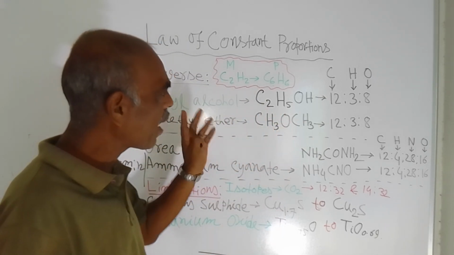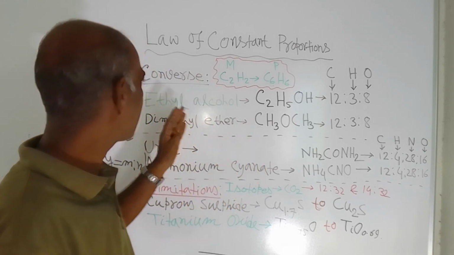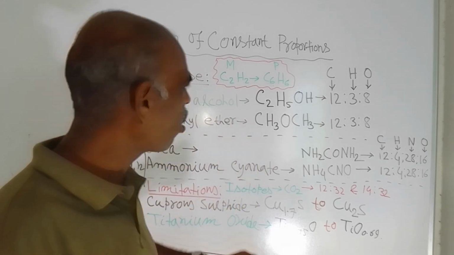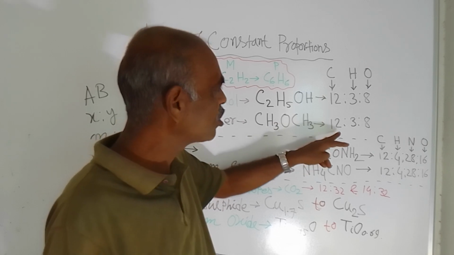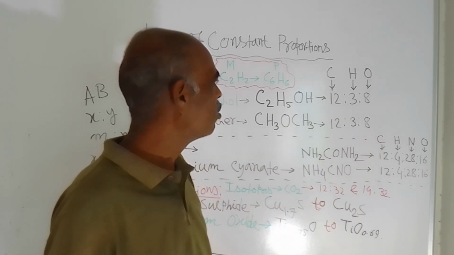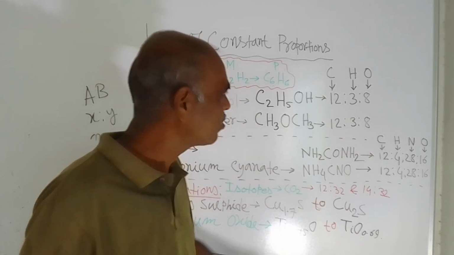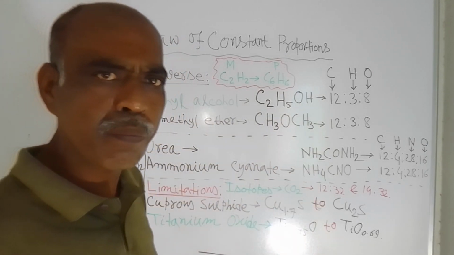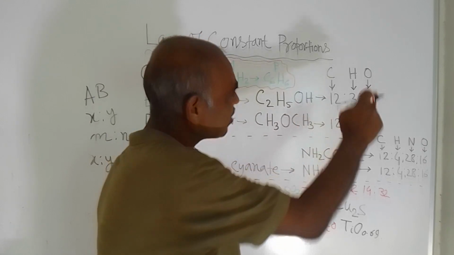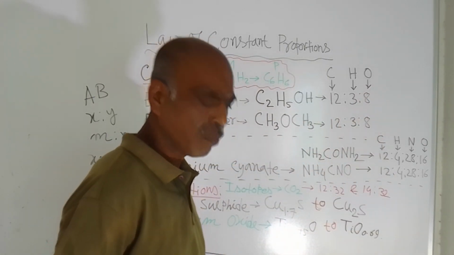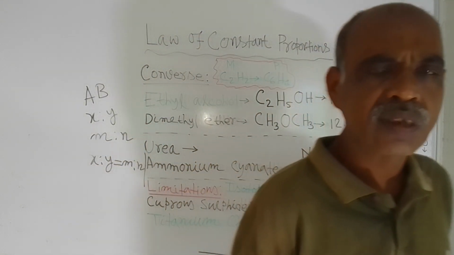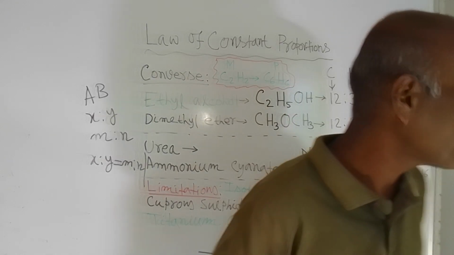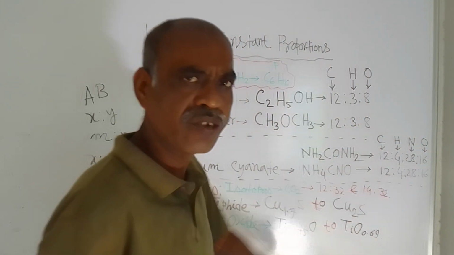Okay, so the number of atoms is the same as in ethyl alcohol. So here also the mass ratio is 12 is to 3 is to 8. For both the chemical compounds, we can see that the mass ratios are the same. Mass ratios of what? Mass ratios of carbon, hydrogen and oxygen. They are the same, and the ratio is 12 is to 3 is to 8.